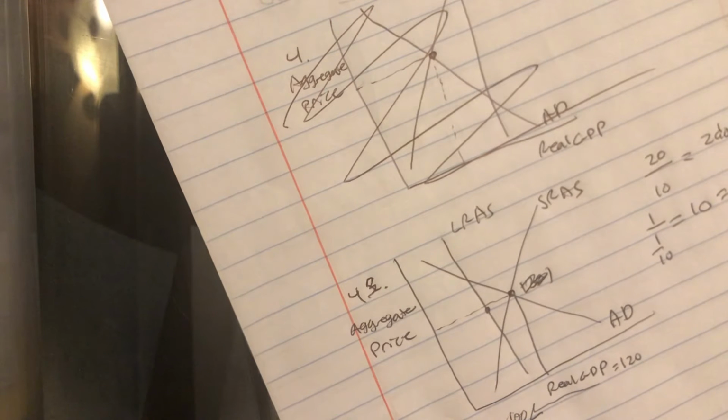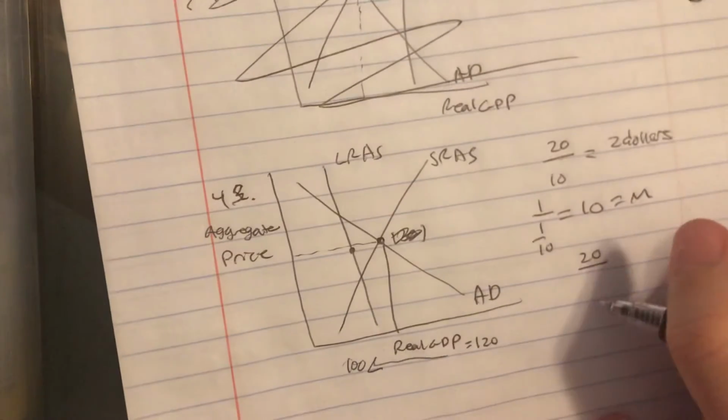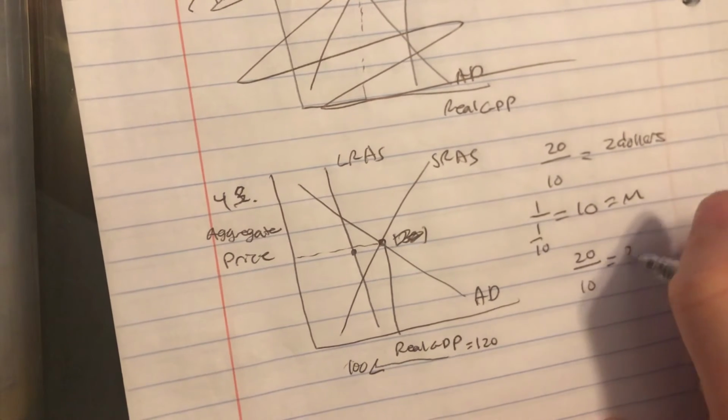And we know that we need to fill in the gap of $20, right? So we take how much we need to spend, and we divide that by the multiplier, which will be $2.